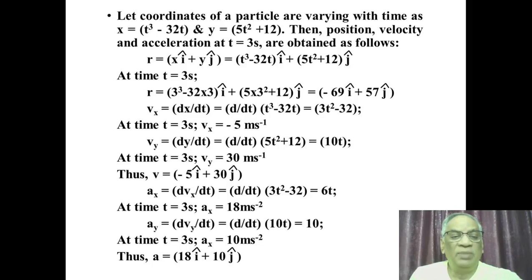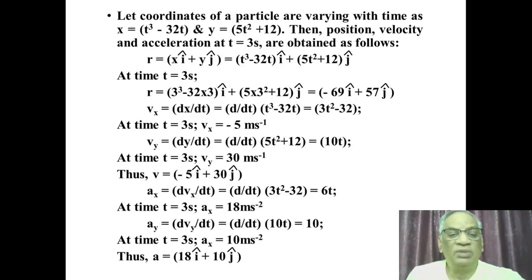R bar is equal to x i plus y j, because it is a two-dimensional motion we are discussing. R bar is equal to x i plus y j, that is equal to t cube minus 32t i plus 5t square plus 12 j. At time 3 seconds, if you substitute 3 seconds in place of t, you will get minus 69i plus 57j.